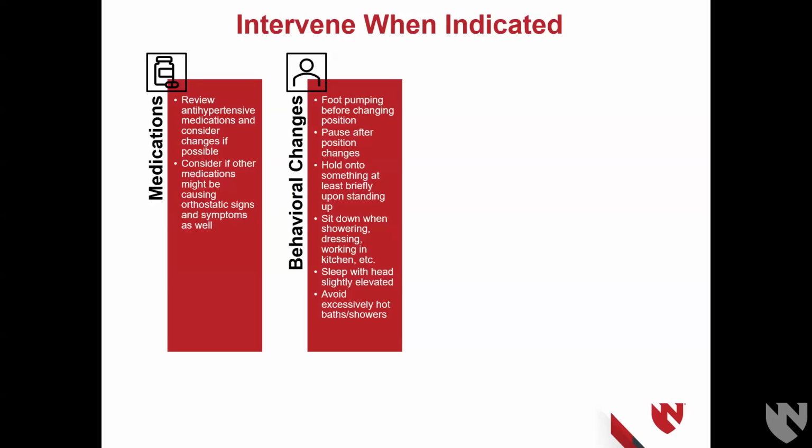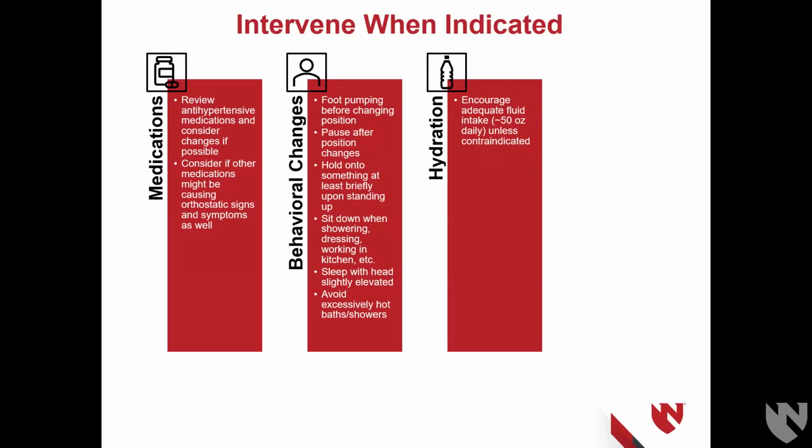Advise patients to have some sort of upper extremity support to use at least briefly upon moving into the standing position until their blood pressure normalizes after that change in position. Other tips include sitting down when able for activities of daily living, sleeping with the head slightly elevated, and avoiding situations where you might get overheated, such as excessively hot baths and showers.